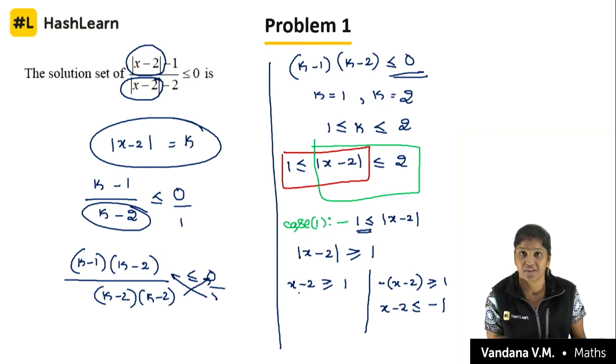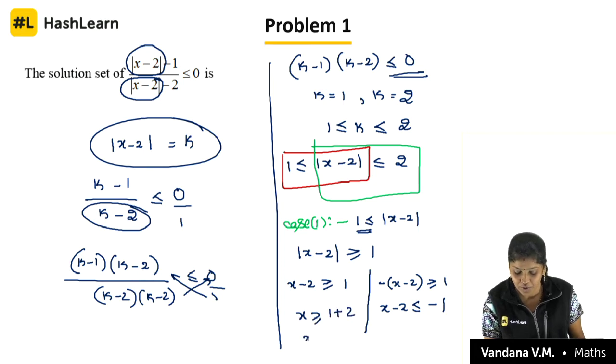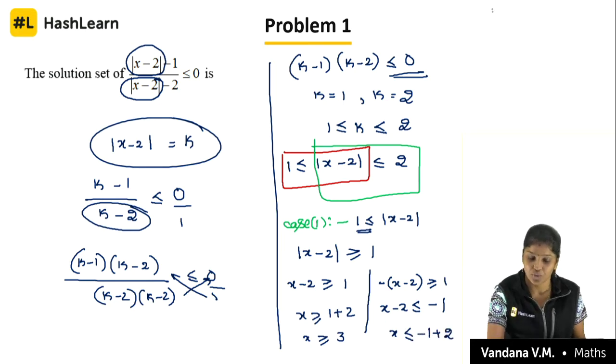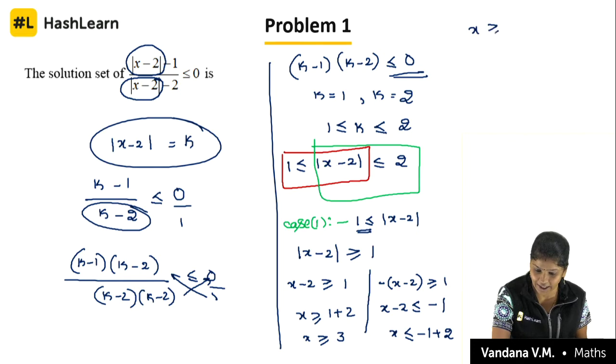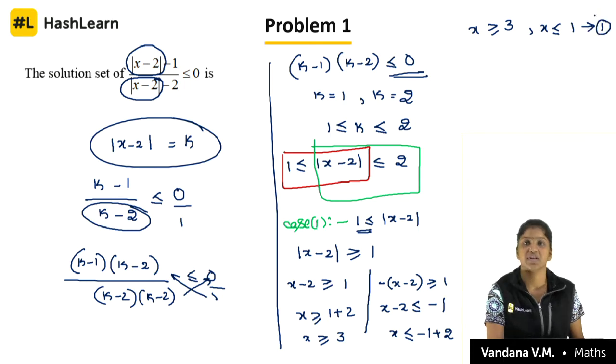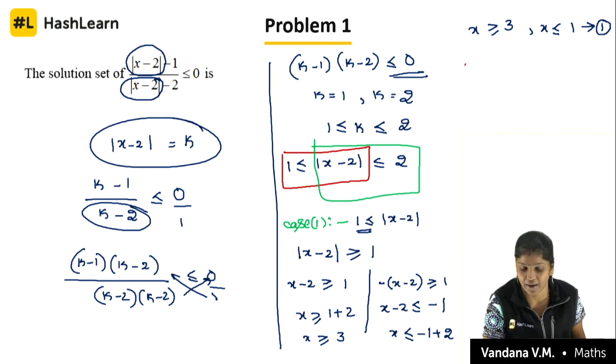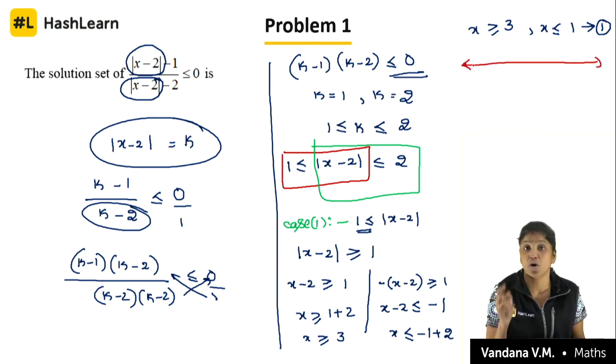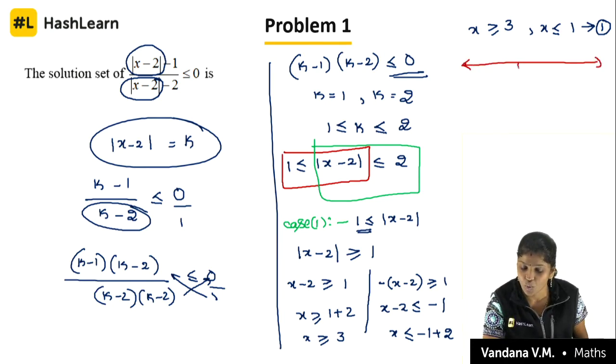It will change. x is greater than or equal to 1 plus 2, x is greater than or equal to 3; here x is less than or equal to minus 1 plus 2. So here I will get x is greater than or equal to 3, comma, x is less than or equal to 1. I got the first equation. Clear? So let me write the number line. I got two critical values, one is 1, the other one is 3.